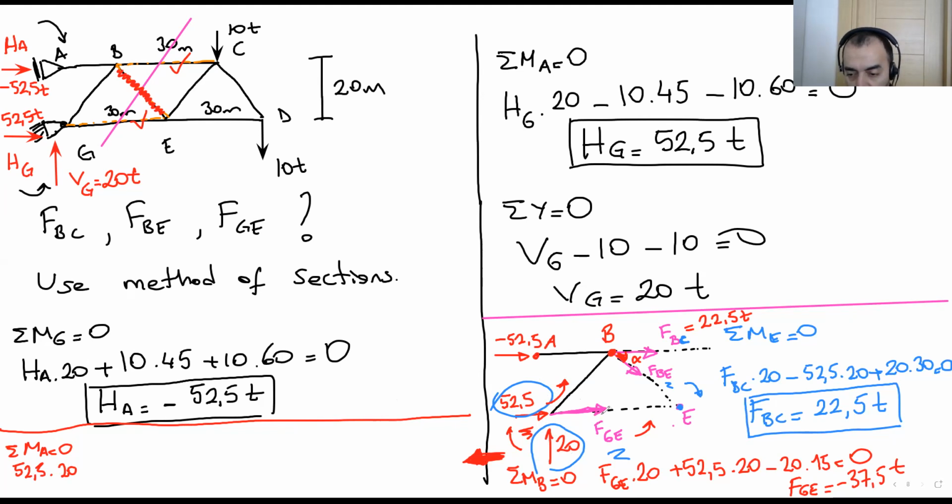FGE, minus or positive, minus 37.5 times 20 times 20. Okay, I did this one. Now, where am I? I'm here. There is no more load. There is only FBE.